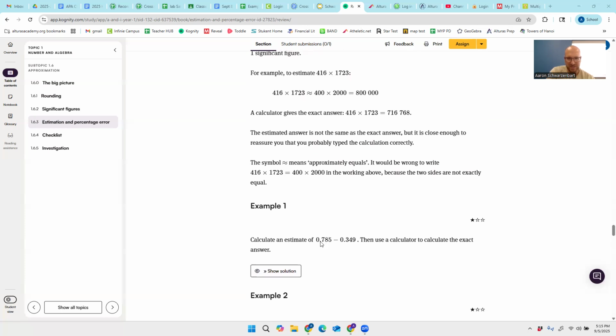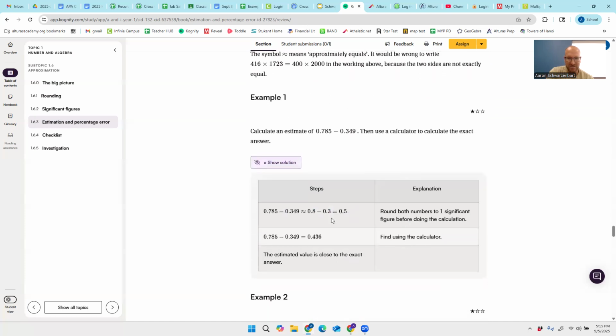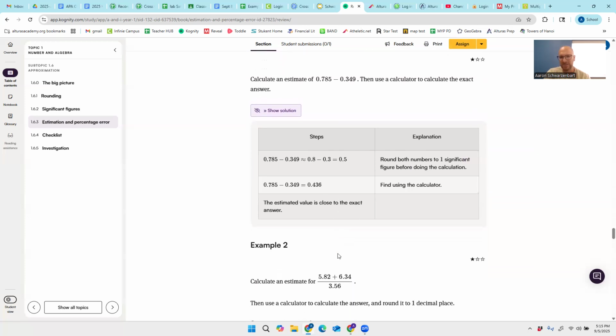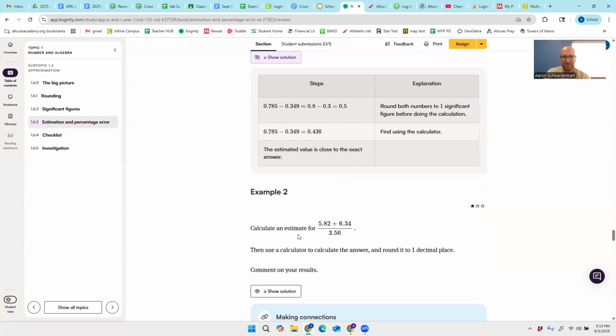So here they say to subtract. I would say about 0.8 minus 0.35 is 0.45. Then I'd use an exact and I'd use a calculator. They rounded a little more, they got 0.5. The exact is 0.436. And yes, this is in the ballpark, so you probably typed it into the calculator correct.